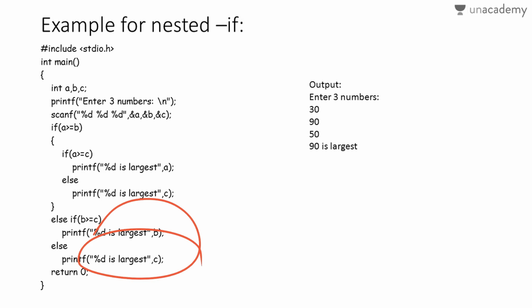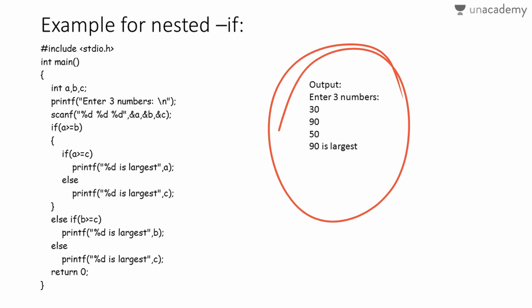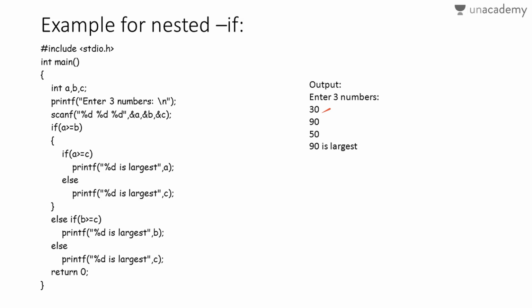So this is the output of the program. See here what is happening: A is 30, B is 90, C is 50. So we are checking if A is greater than or equal to B. 30 is greater than or equal to 90. This is false. So move to the else if part. Check if B is greater than or equal to C. 90 is greater than 50. Correct. So B is the largest. 90 is the largest element.